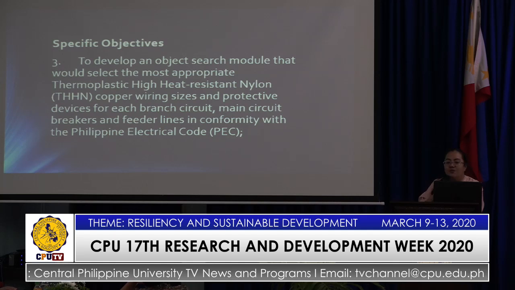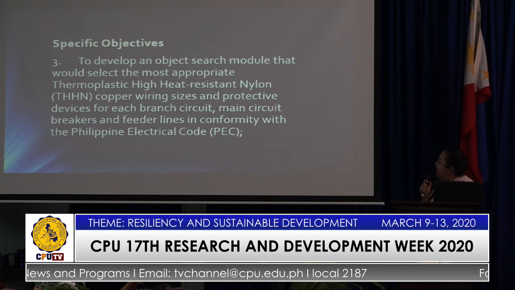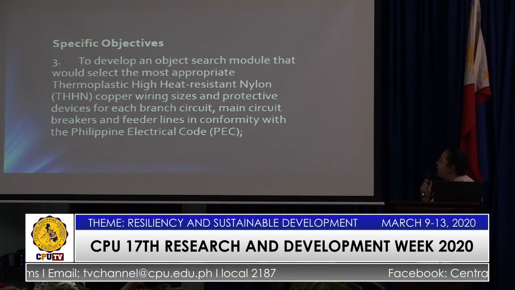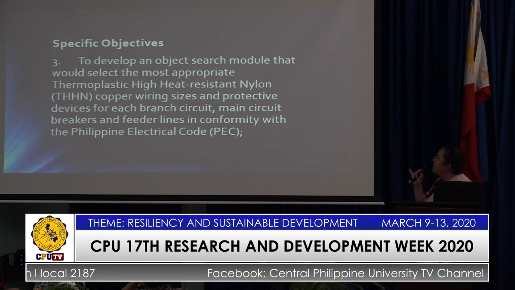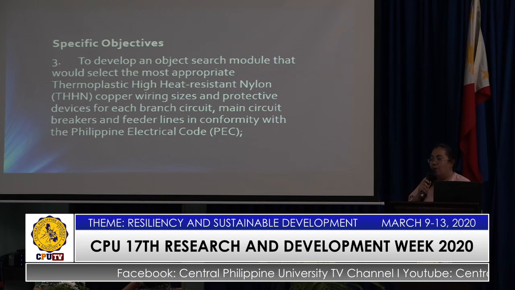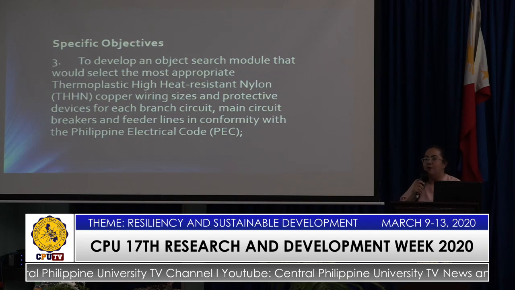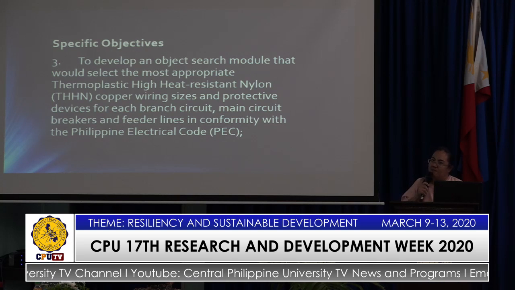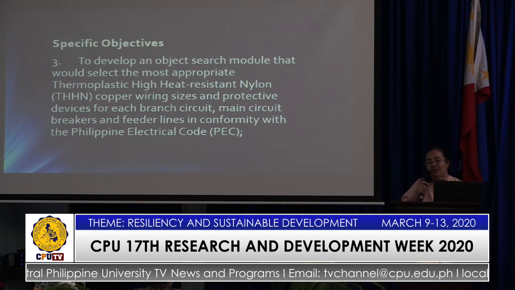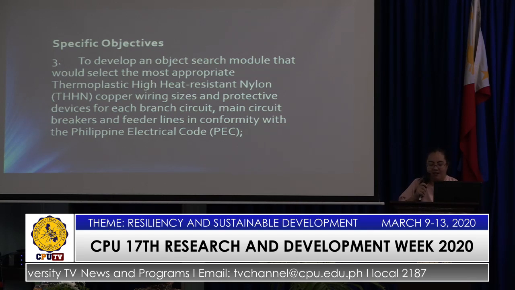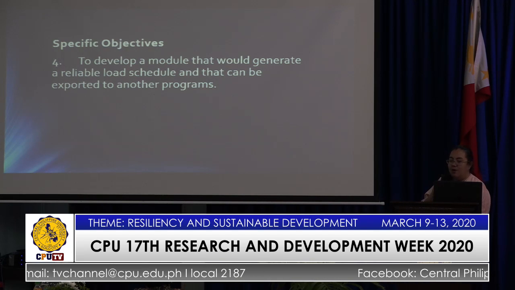Number three, to develop an object search module that would select the most appropriate thermoplastic high heat resistant nylon, or THHN, copper wiring sizes and protective devices for each branch circuit, main circuit breakers, and feeder lines in conformity with the Philippine Electrical Code. Before I continue, I only focus on the THHN copper wires, but there are a lot of other wirings that you could use. Like for the past few months, aluminum wires have become popular with electrical designs. They're a lot cheaper, but you need to assign a bigger size compared to the THHN. Next one, to develop a module that would generate a reliable load schedule that can be exported to another program.